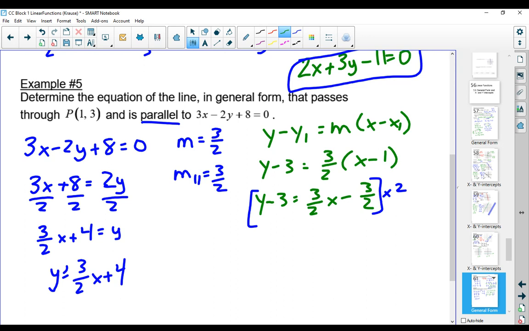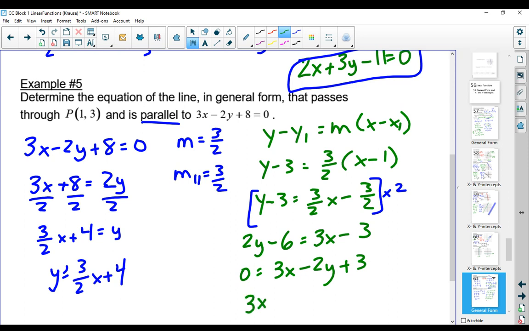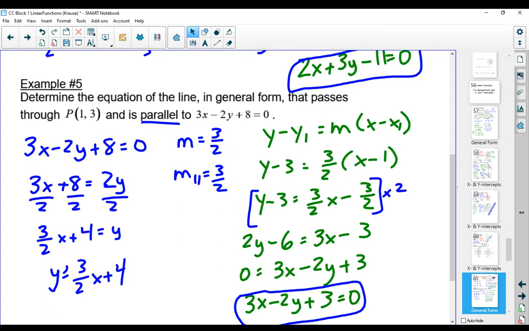Now you could have moved the 3 over to begin with. I just chose to do this at this point. 2y minus 6 equals 3x minus 3. I need to move everything to keep my x's positive. So I'm going to have 0 equals 3x minus 2y, and a negative 3 plus 6 becomes a positive 3. So my final equation is 3x minus 2y plus 3 equals 0. Again, if you had chosen to simplify all the way before multiplying everything by 2, you should still get the same answer.